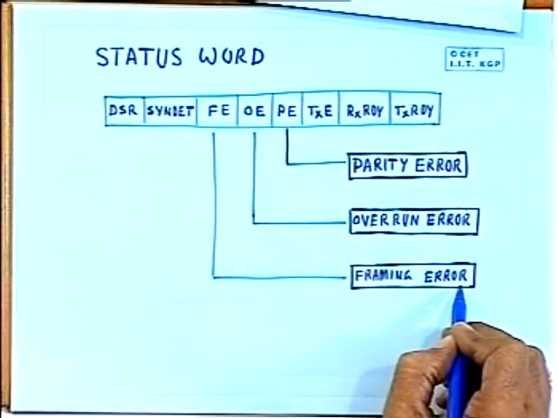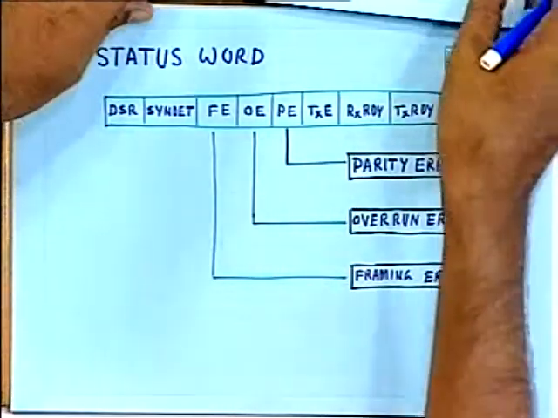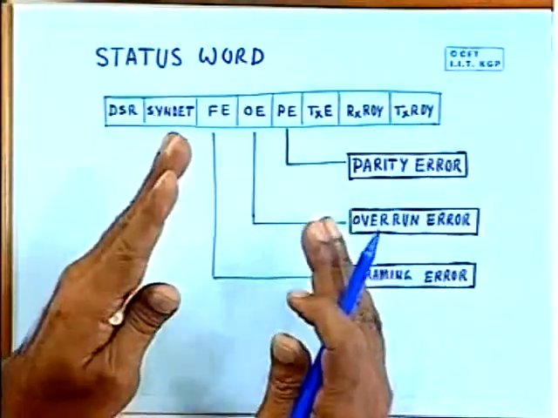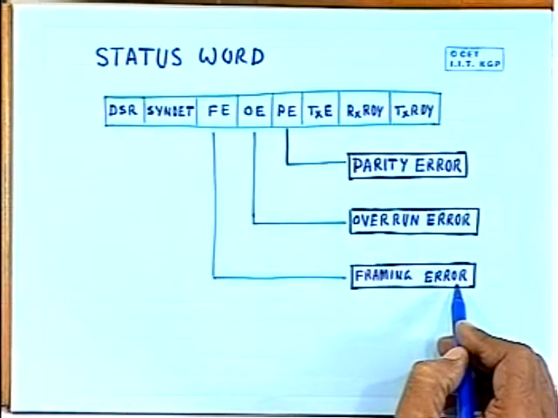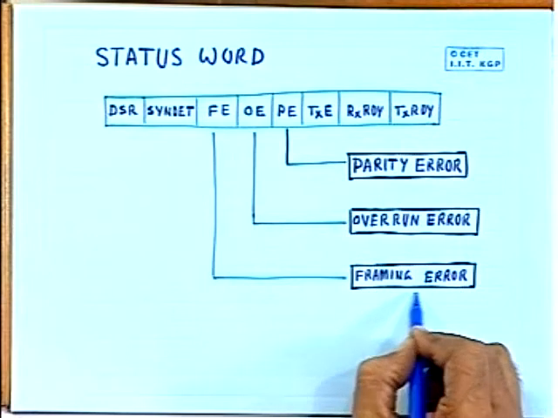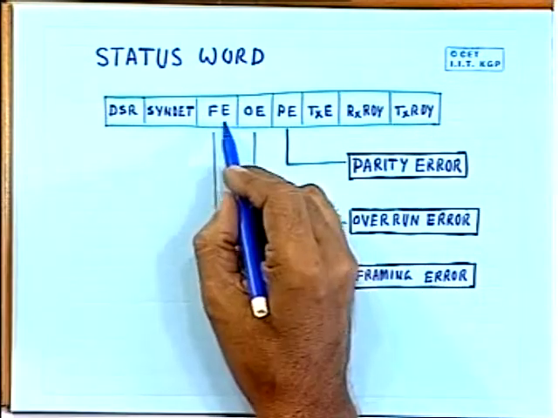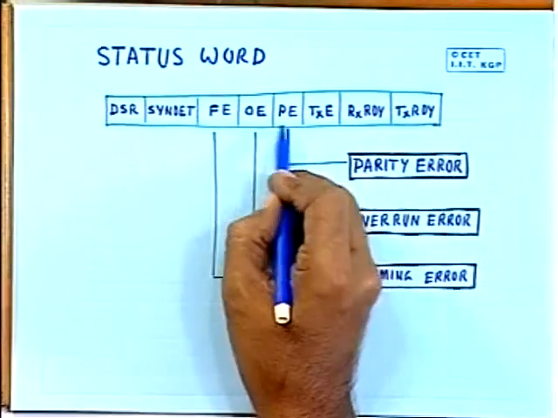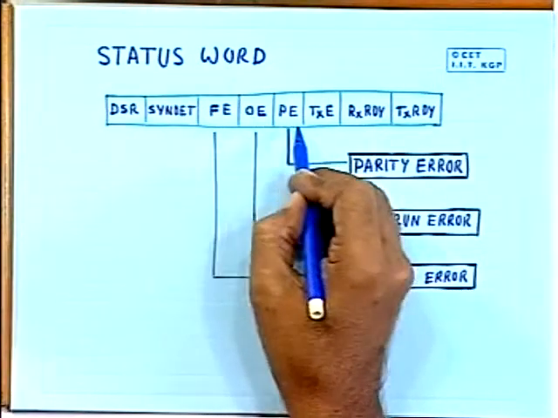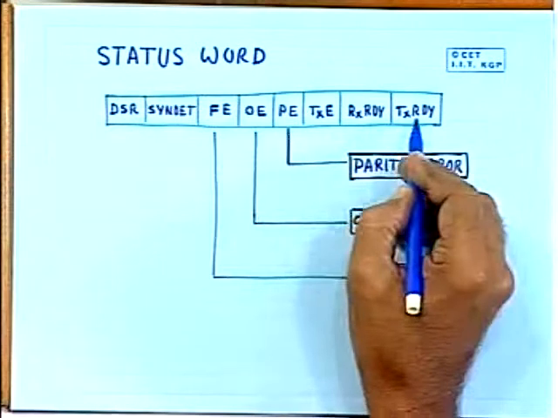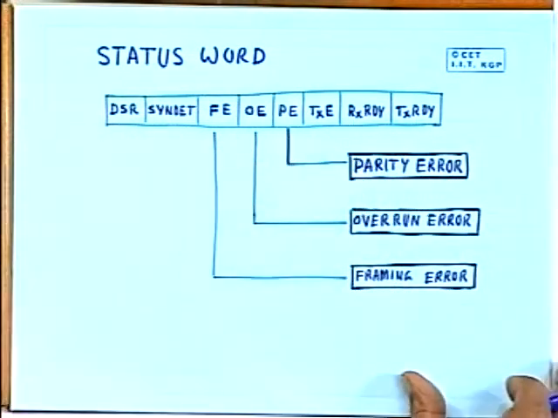Finally, framing error. Framing error arises because we have seen the start bit, stop bit, and so on. And if the stop bit has to be 1, but instead of 1 you get 0, then it is a framing error. So if you don't receive the data in proper frame, proper order, then this framing error bit will be set. So the error situations are reflected in the status word apart from the various signal lines.